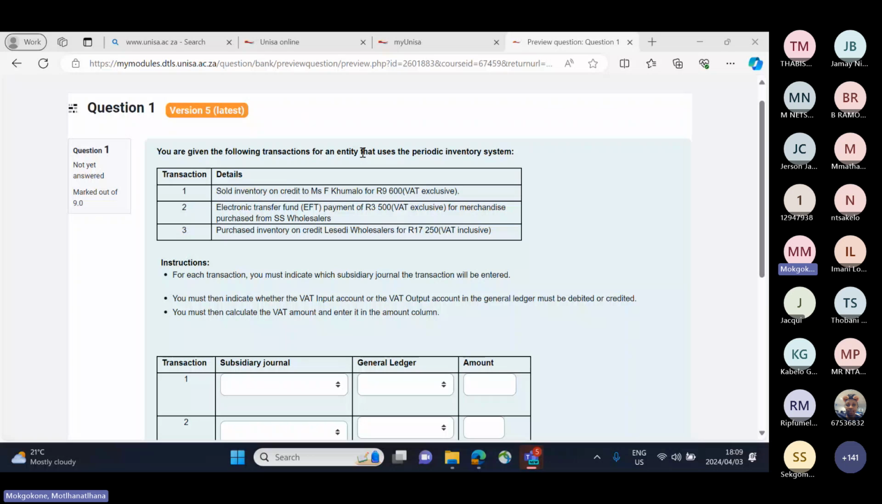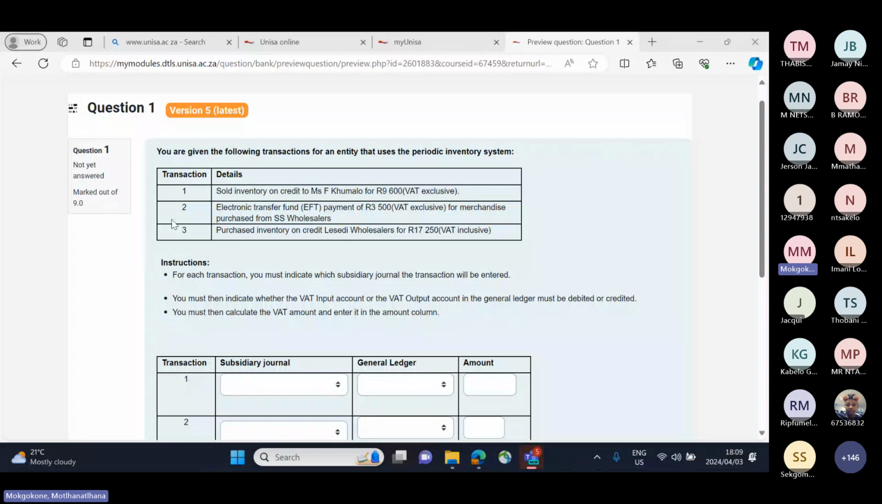Under the periodic inventory system, when you purchase inventory for cash, you record it under the purchases journal. But under the perpetual inventory system, when the business purchases inventory for cash, they record it under the trading inventory account. That's the difference.